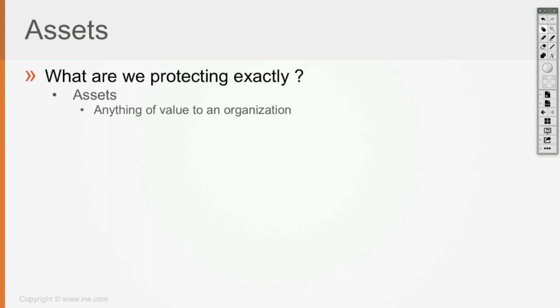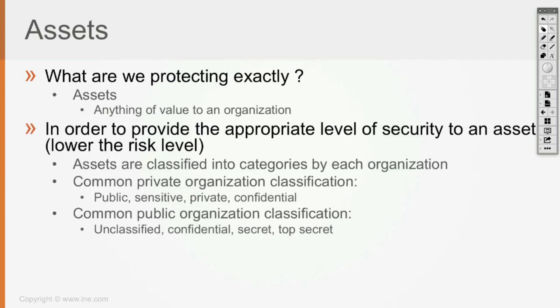Not all assets are equally the same from the value point of view, which means not all of them should be protected in the same way at the same, let's say, level. And each asset is going to be vulnerable to different kinds of attacks or different kinds of exploits. So in order to provide the appropriate level of security to an asset that the organization owns, by providing a specific security level to an asset, we're actually lowering the risk level.